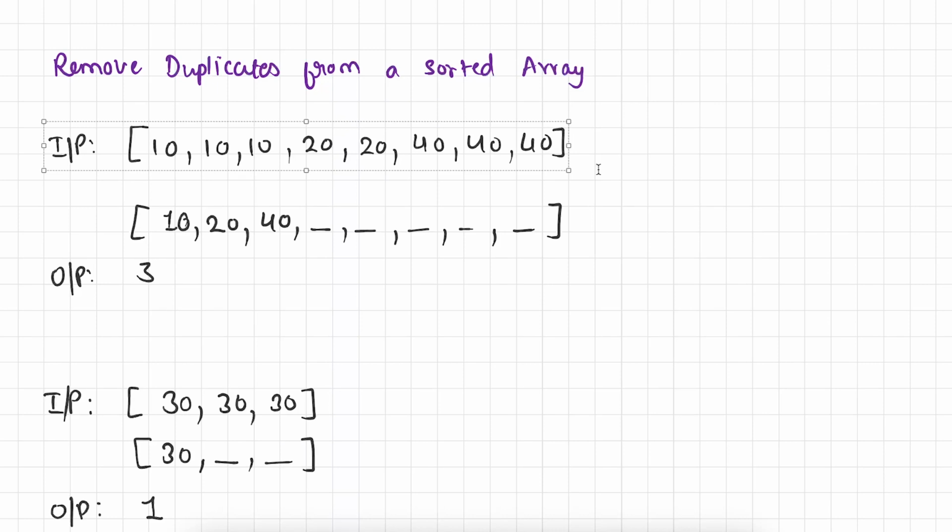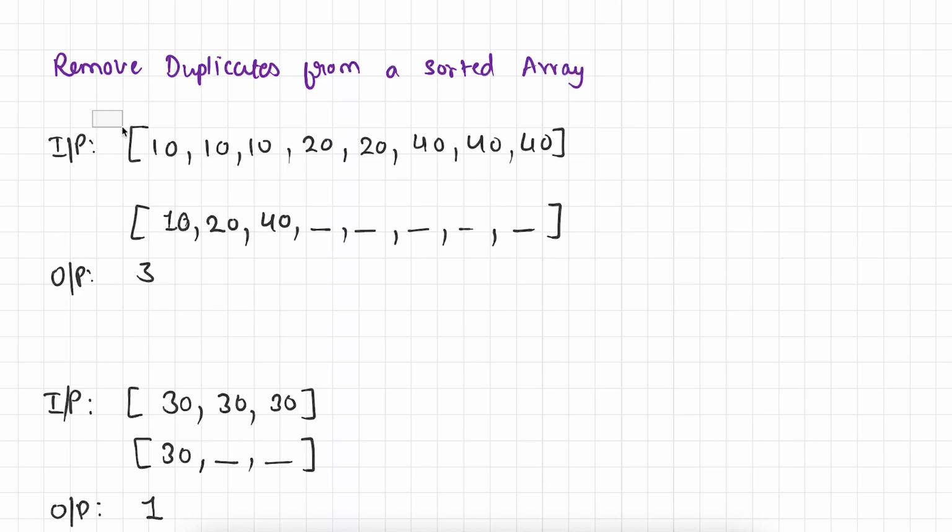Here, removing duplicates doesn't mean that you have to remove all the duplicate elements and create a new array and then copy all the distinct elements to the new array. What you can do here is just bring all the distinct elements to the beginning and then simply return the count of distinct elements. That's it. This is what you have to do in this problem.